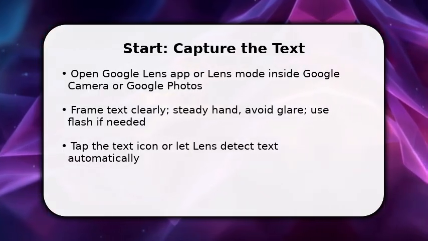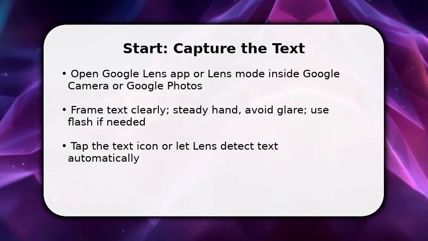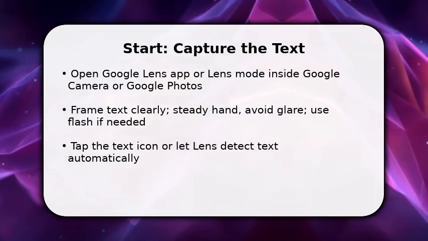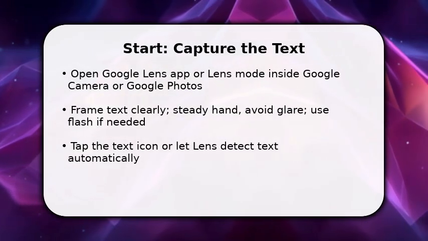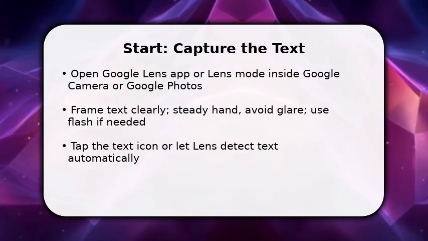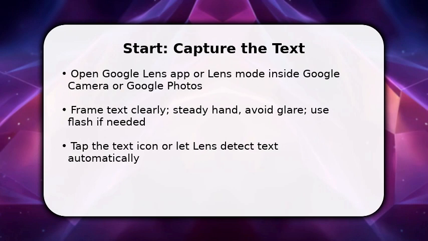Once you see the highlighted text, tap the area to lock recognition. This tells Lens to focus on characters rather than objects. From here, you're ready to refine selection and extract exactly what you need.